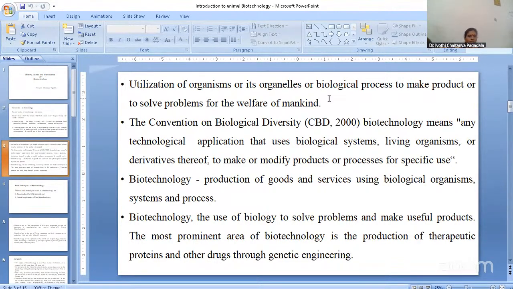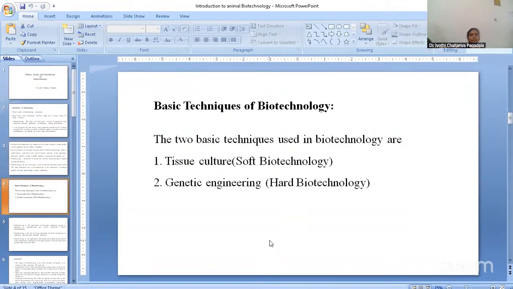In biotechnology, we have the production of goods and services. And yes, definitely it is biology that has many problem-solving applications. The most prominent area of biotechnology is the production of proteins and drugs, as we just discussed. And along with this, yes, gene therapy, before going to the basic techniques of biotechnology like tissue culture and genetic engineering, as we have all these in our unit 2.